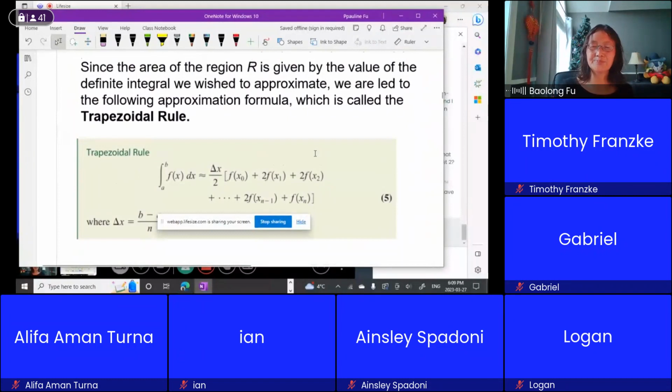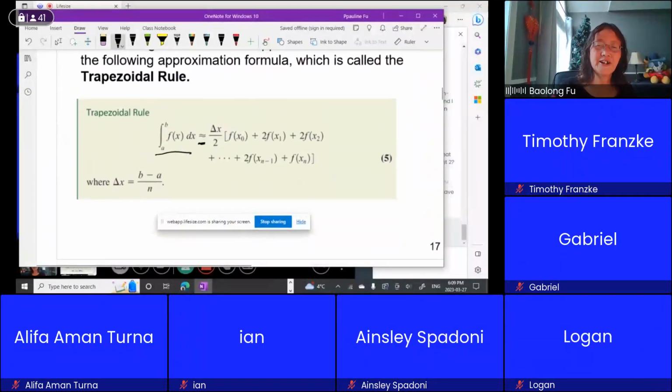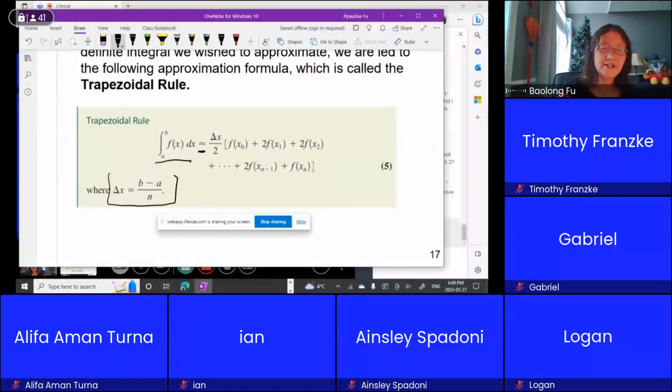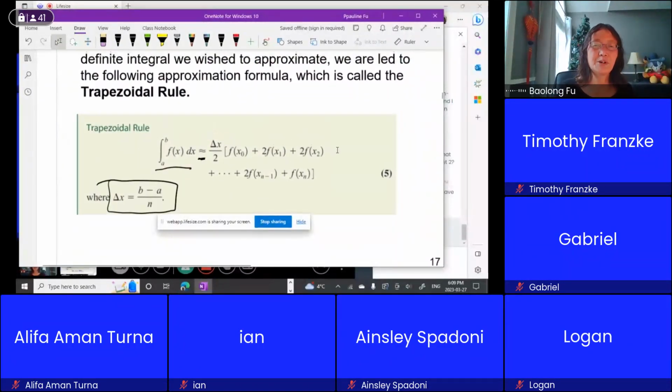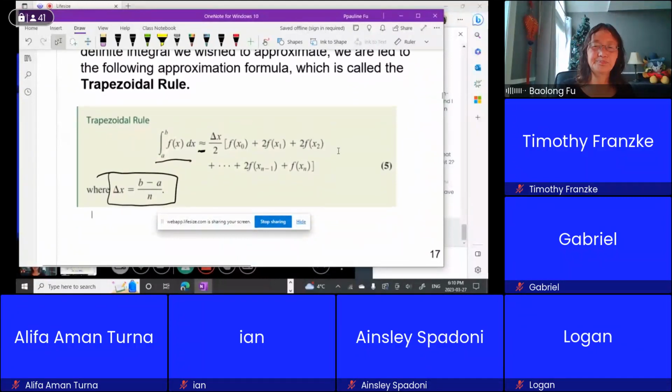So this rule says, if you want to calculate the integration from a to b, it is approximately equal to delta x over 2. What is delta x? Delta x equals b minus a over n. N is the number of sub-intervals. And then in brackets fx0, 2fx1, 2fx2, up to 2fx n minus 1, then the last term is fxn.